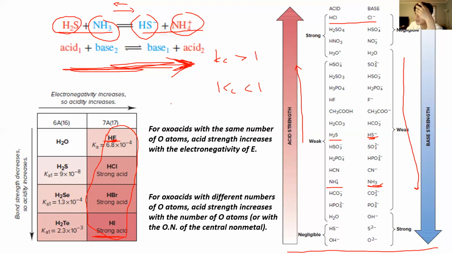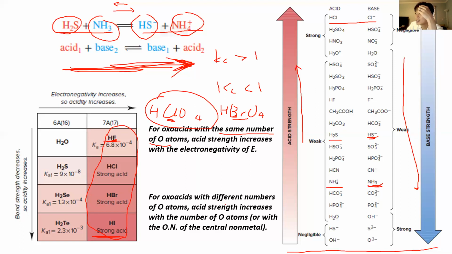But when you have oxyanions, for example, like ClO4 or BrO4, so this is called oxyanions. When you have acids like this, the rule is that when the number of oxygen atoms is the same, you compare the electronegativity of the nonmetal. The higher the electronegativity, the stronger the acid. So in this case, chlorine is more electronegative than bromine, so this is a stronger acid.